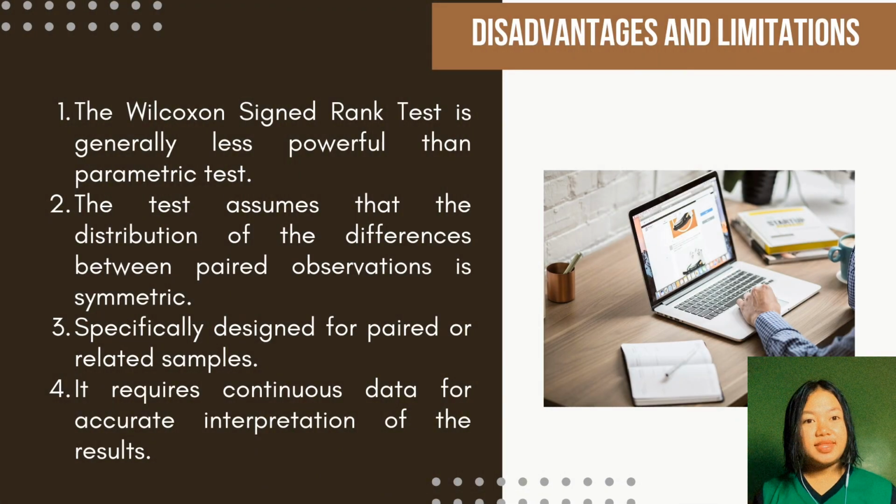So what are the disadvantages and limitations of the Wilcoxon signed-rank test? The Wilcoxon signed-rank test is generally less powerful than the parametric test. The test assumes that the distribution of the differences between paired observations is symmetric. The third one is it is specifically designed for paired or related samples. And the last one is it requires continuous data for accurate interpretation of the results.